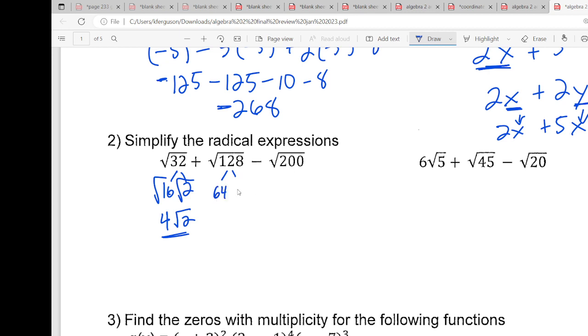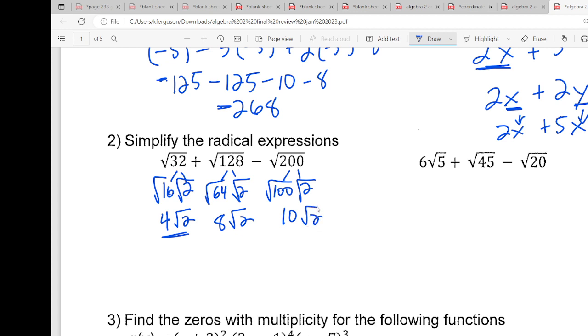64, 64 times 2. And it just so happens that 64 is a perfect square. So when I take the square root of both of these, I get 8 and the square root of 2. Then over here, I do the same thing. 2 times what equals 200? 100. And guess what? 100 is a perfect square. So I'm going to take the square roots of both of those, and I get 10 square root of 2.